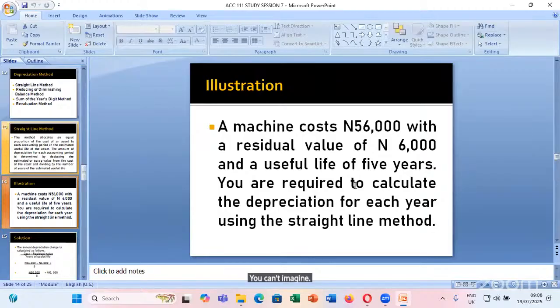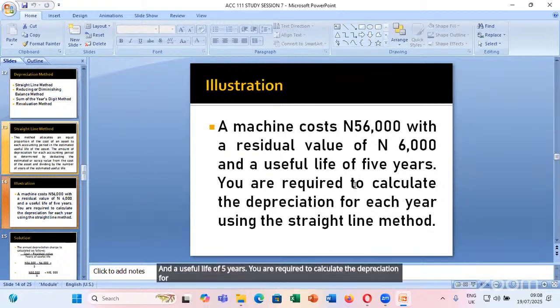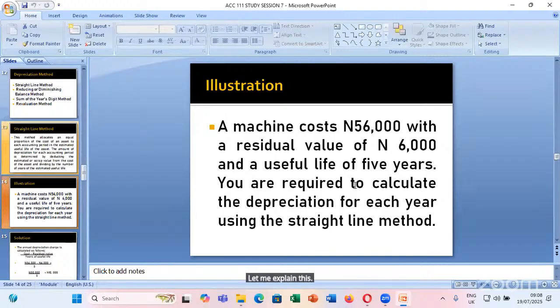A machine costs 56,000 naira with a residual value of 6,000 and a useful life of 5 years. You are required to calculate the depreciation for each year using the straight line method. Let me explain this. We have said a machine costs 56,000. The residual value is 6,000. Can somebody tell me what we are going to do with the cost of the machine and the residual value? Anybody? Just raise your hand, I will call you.